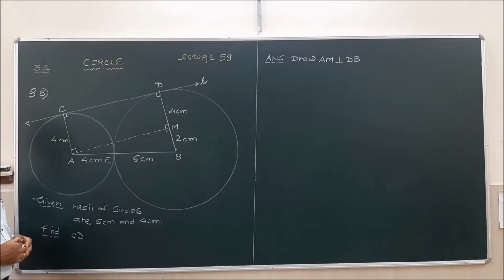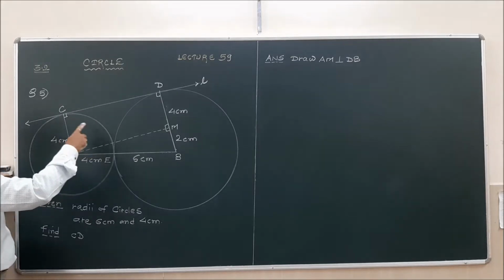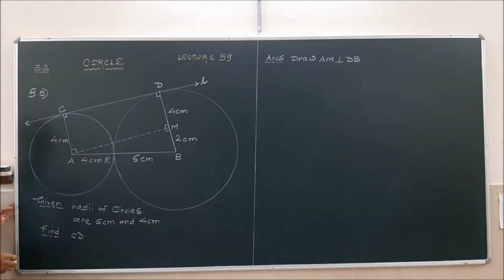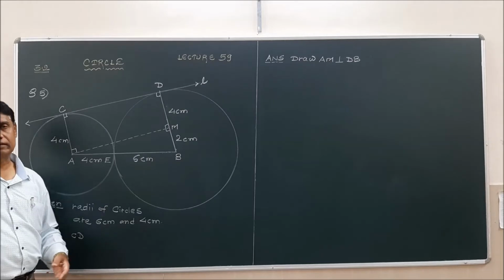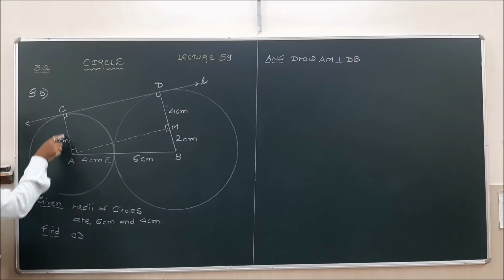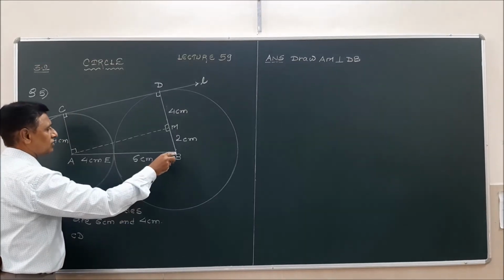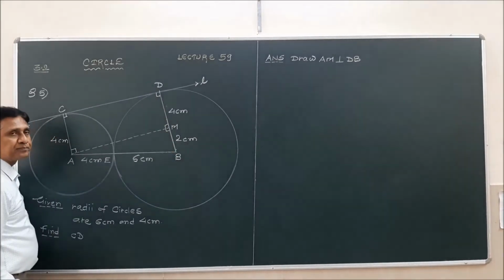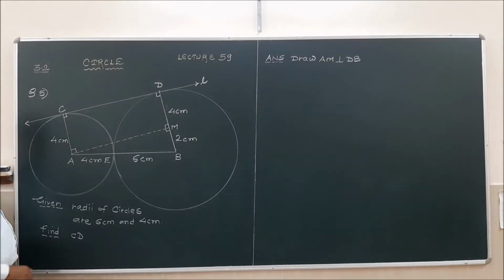Now please try to understand this question carefully. You will find two circles are given over here. One with center A and the other with center B. The radius of the circle with center A is 4 cm, while the radius of the circle with center B is 6 cm. And I have to get the length CD.